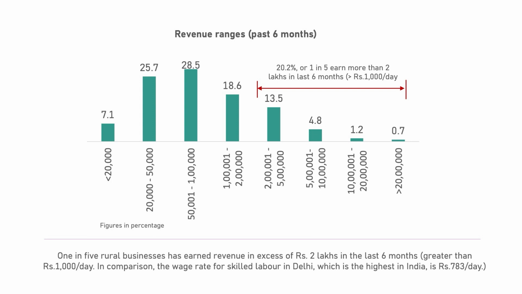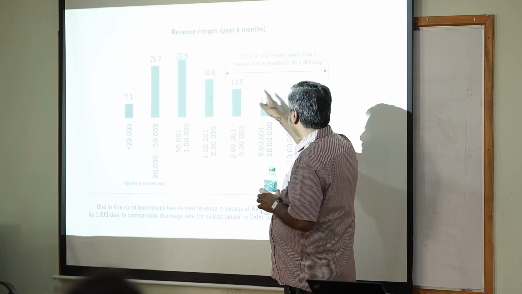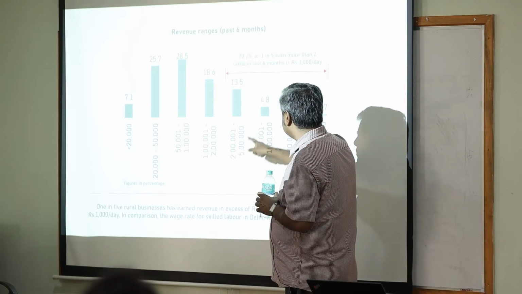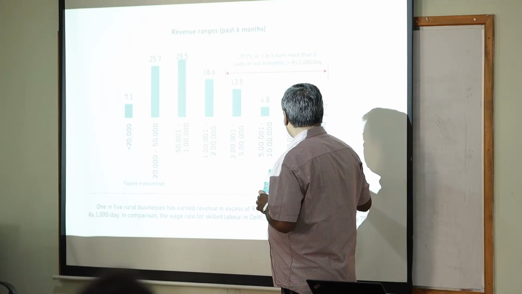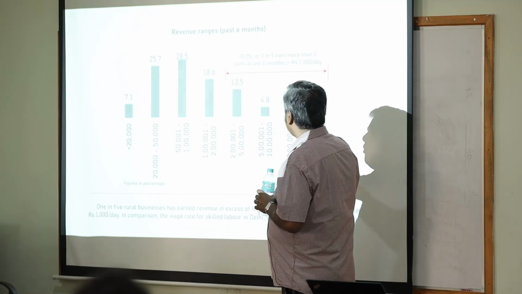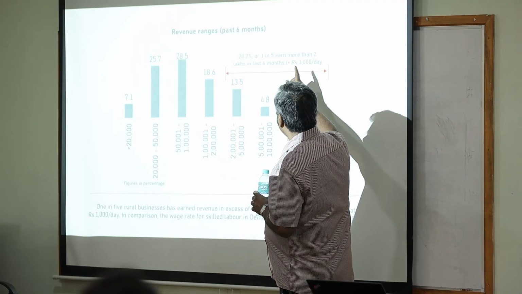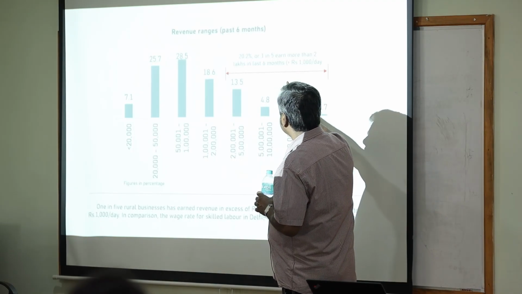If you take about 50%, 65-70% are earning between 20,000 to 2 lakhs in the past 6 months. Say this is low, but up to 50,000 is still okay in a rural area. But most importantly, if you look at this chunk, which is over 2 lakhs to 20 lakhs, about 20% of them, 1 in 5, earn more than 2 lakhs in the past 6 months, right?